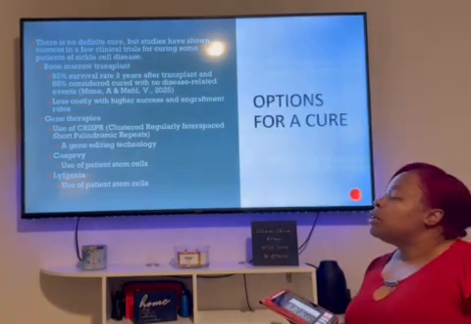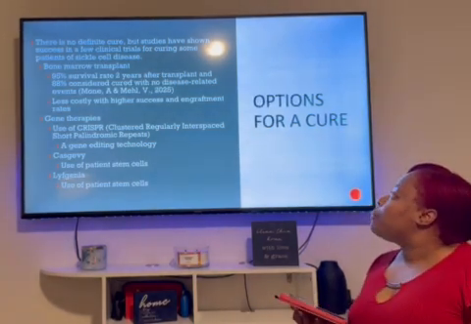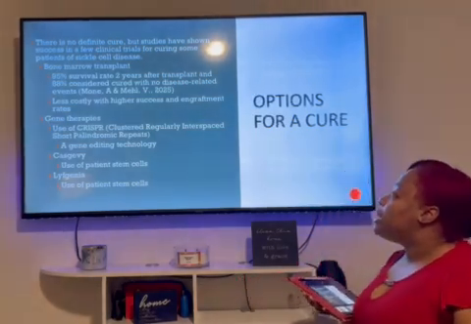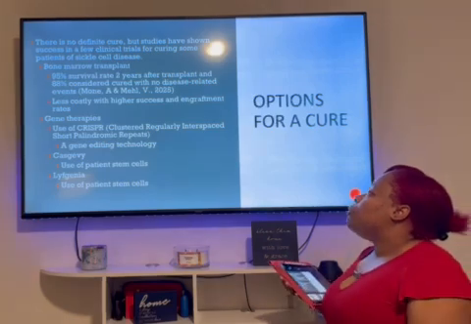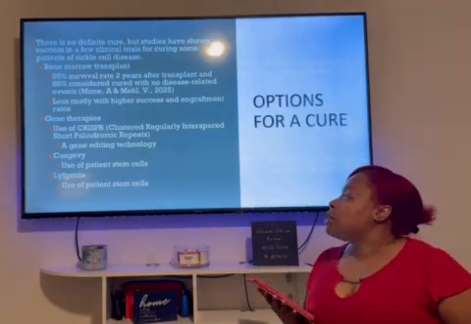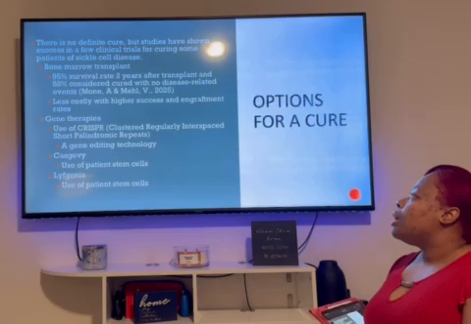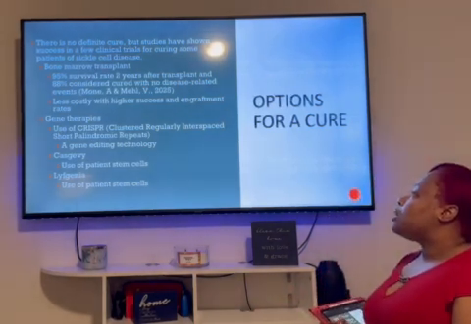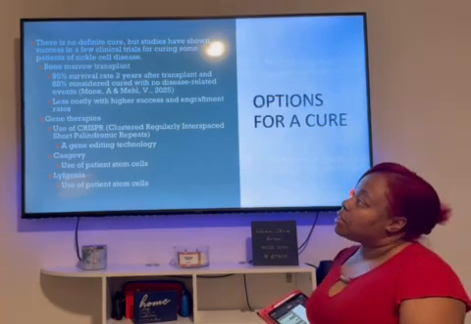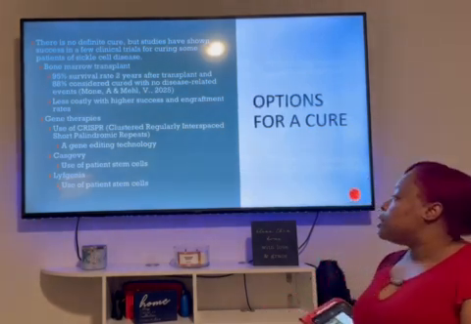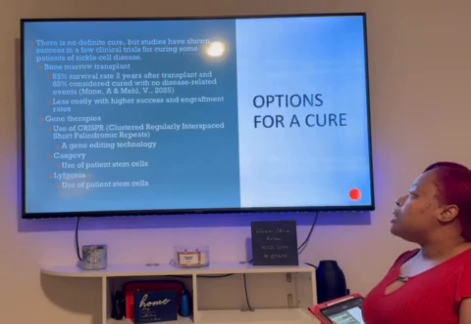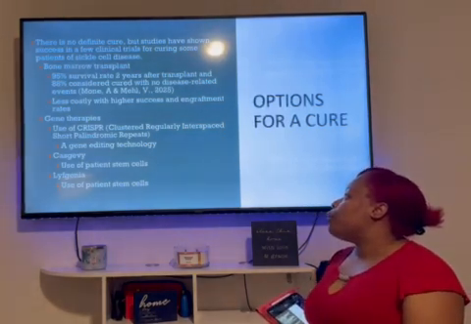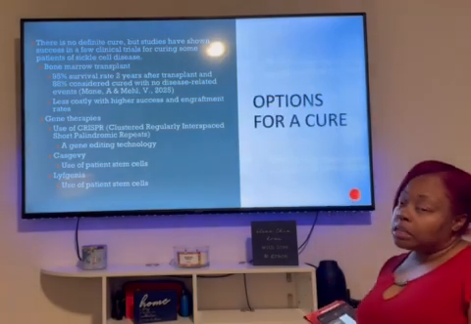Options for cure. There is no definite cure, but studies have shown success in a few clinical trials for curing some patients of sickle cell disease. Bone marrow transplant has been used for years. It has a 95% survival rate 2 years after transplant, and 88% considered cured with no disease-related events, according to my sources. This is one of the less costly options for cure with higher success and engraftment rates.